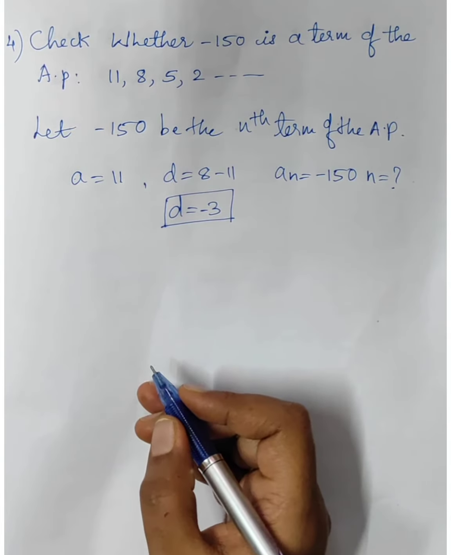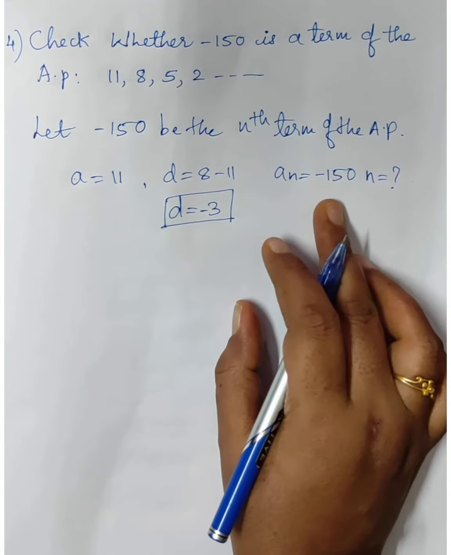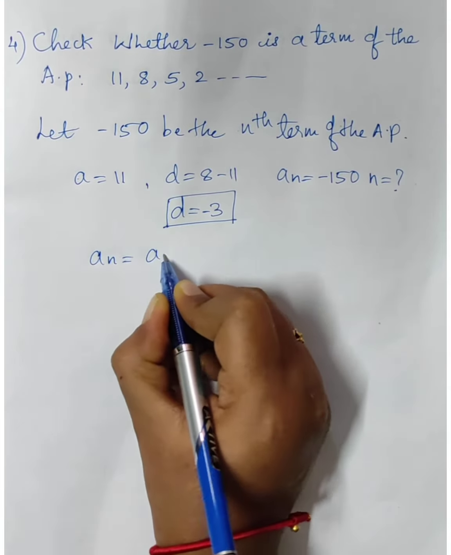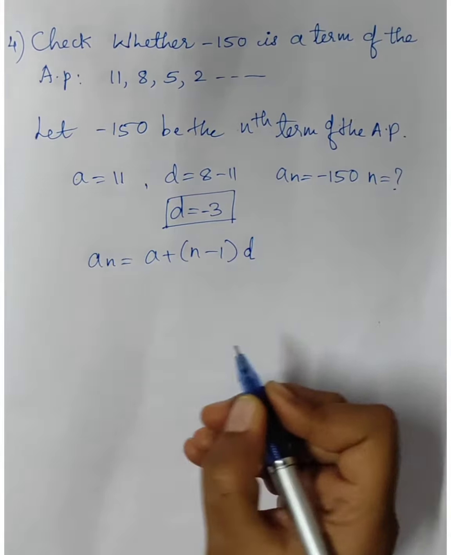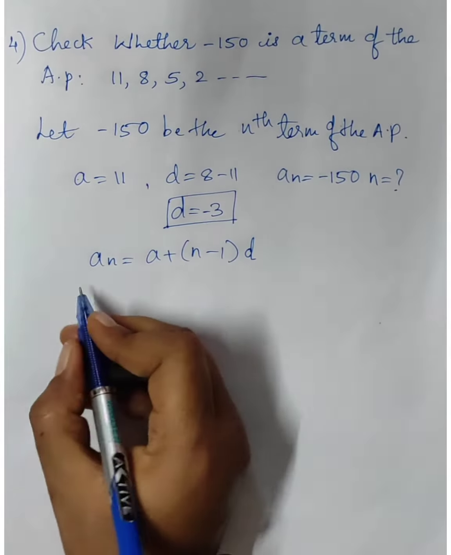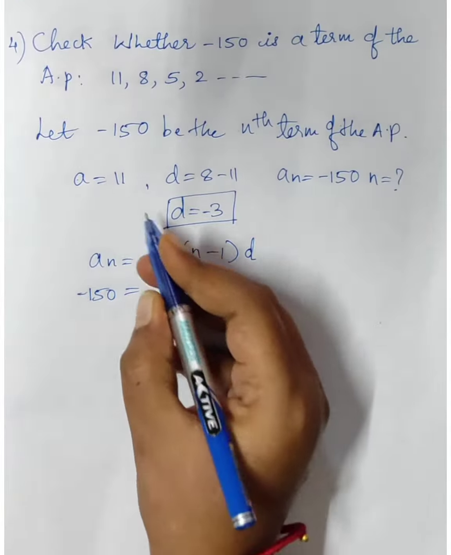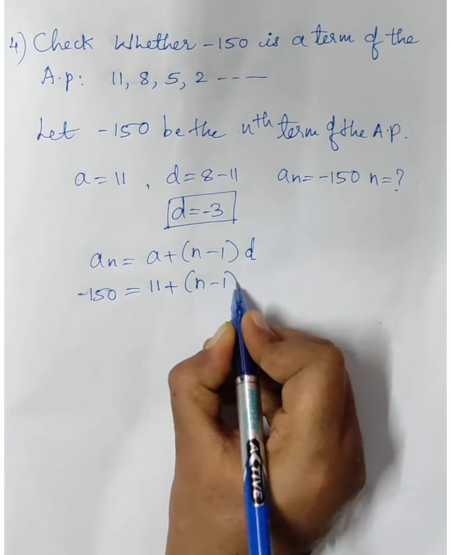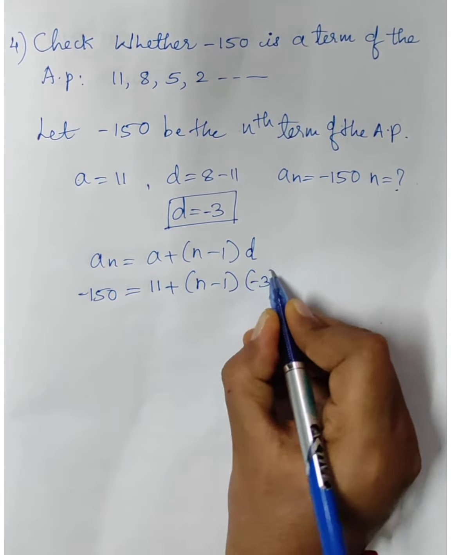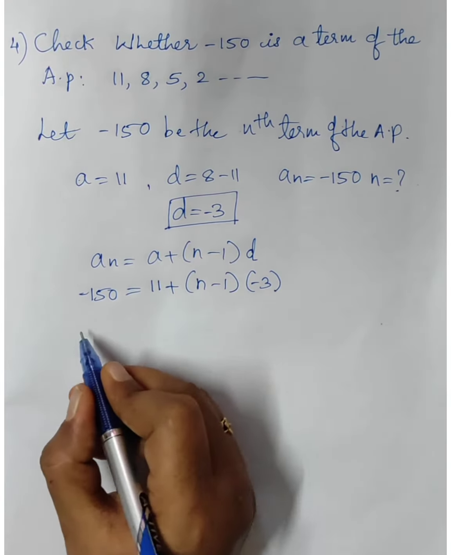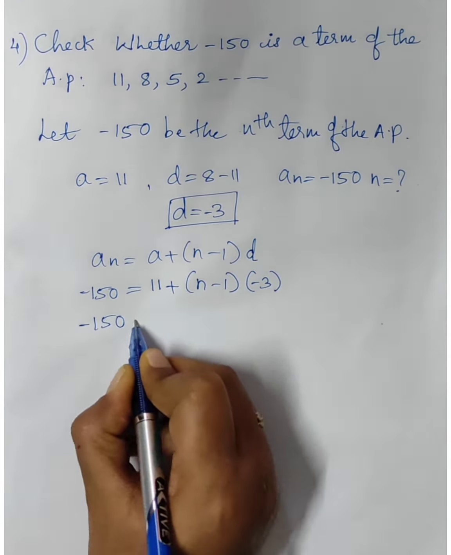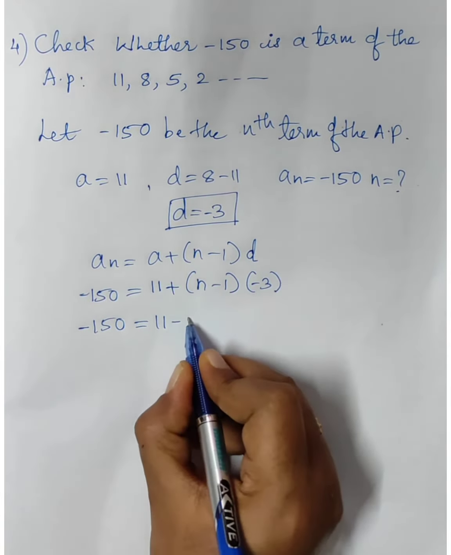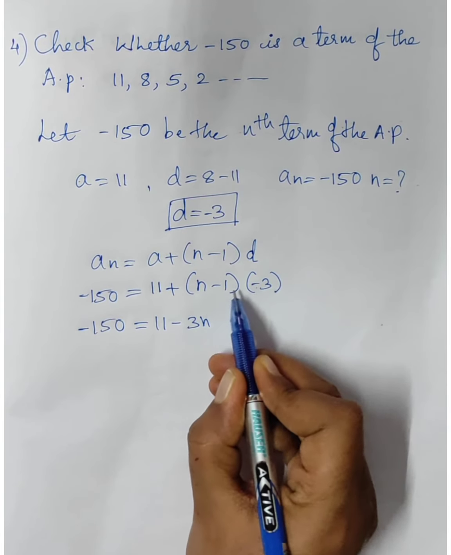Okay. Now what is the next step? See, we have got all the values. Next step is write the formula. an is equal to a plus n minus 1 into d. So what is an? an is minus 150, which is equal to first term 11 plus, n is not given, so keep it as it is, n minus 1. d is what? d is minus 3. Okay. So minus 150 as it is, which is equal to 11. Multiply this minus 3 to the bracket. So minus 3 into n will be minus 3n. Minus 3 into minus 1.